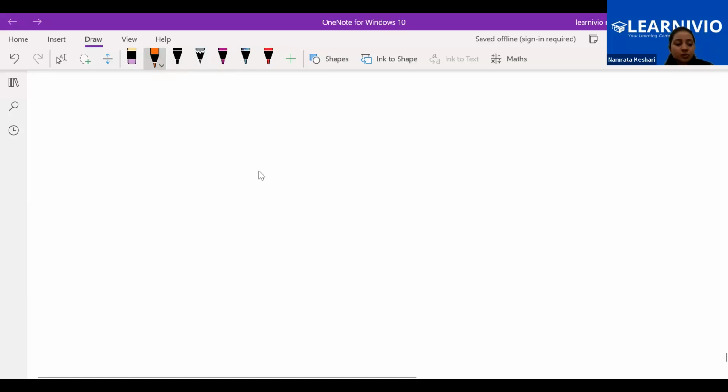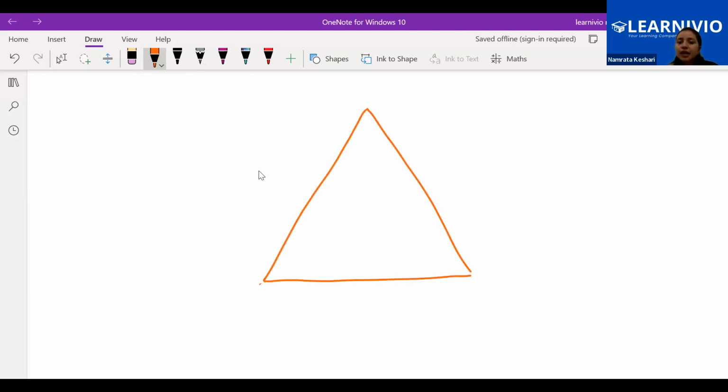Okay, so let's discuss. If we are having a triangle, let's say triangle ABC, suppose it's an isosceles triangle. Here, one of the sides, AB, is 6 centimeters, and side BC is also 6 centimeters.